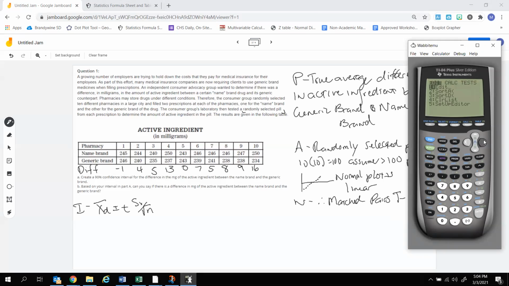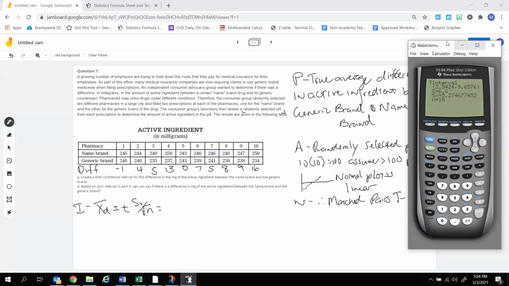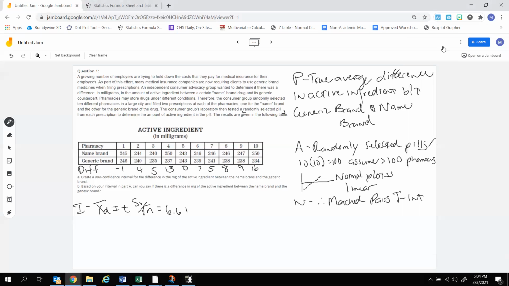Stat, calc, test, t interval. We have the data in there already. Our confidence level is 90%. Go ahead and run that. There's a little bit of information right here. Besides the interval, it tells us that our average is 6.6. Our standard deviation is 5.27. So it's 6.6 plus or minus.